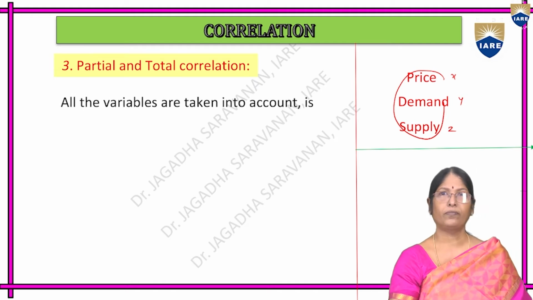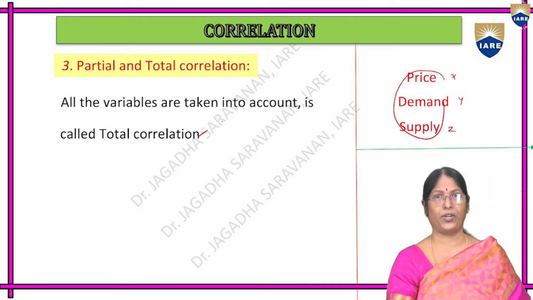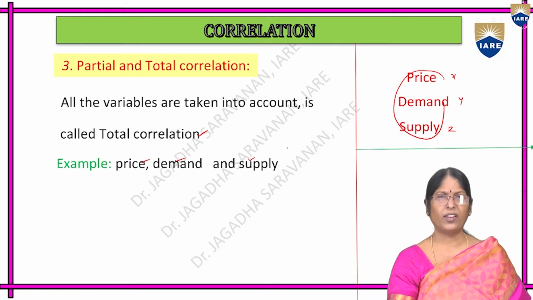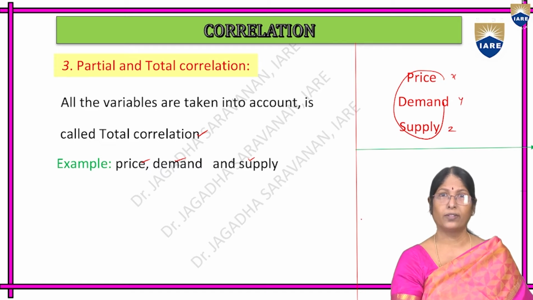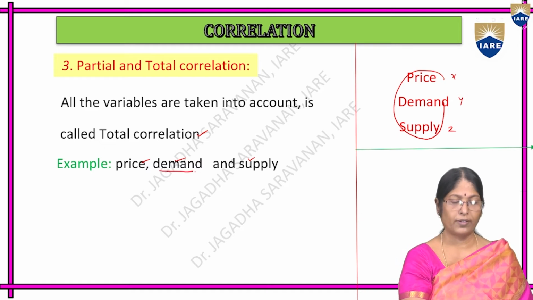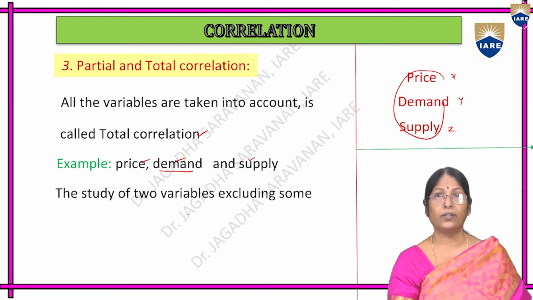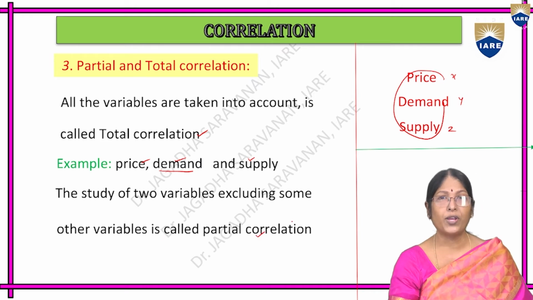You can see here what is written. All the variables are taken into account. It is called total correlation. That is price, demand and supply. The three are given to us to concentrate on, and all three we are concentrating on. That's total correlation. Among the three, suppose we neglect demand, then it becomes partial. The study of two variables excluding some other variables is called partial correlation.